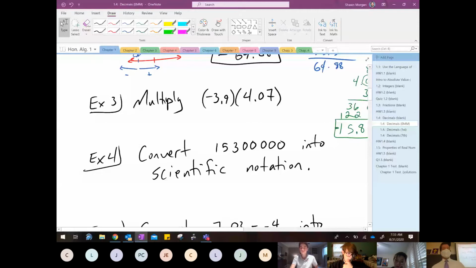Now, here's how we break down scientific notation. Look at this example. Example 4, we're going to start with an easy one. Okay.